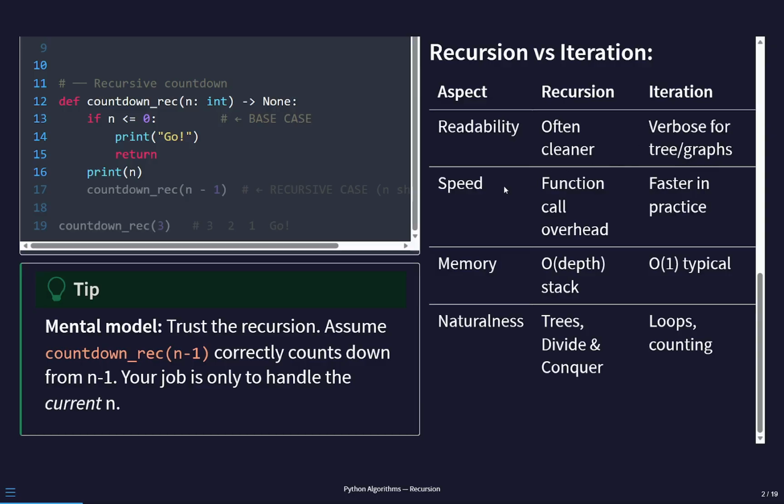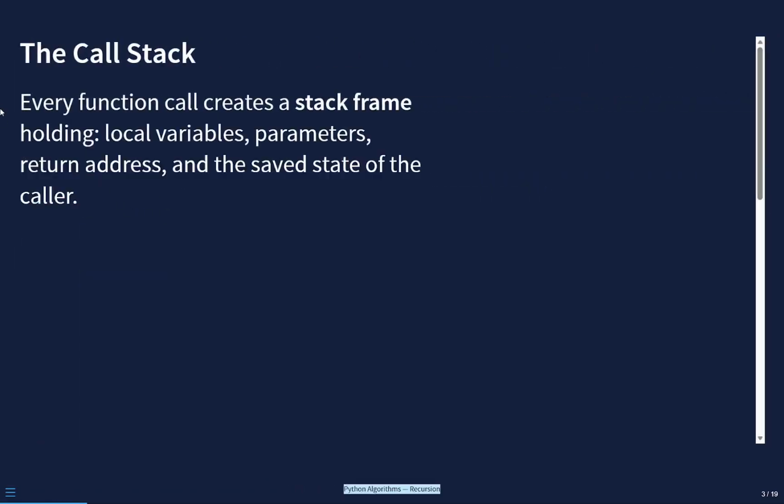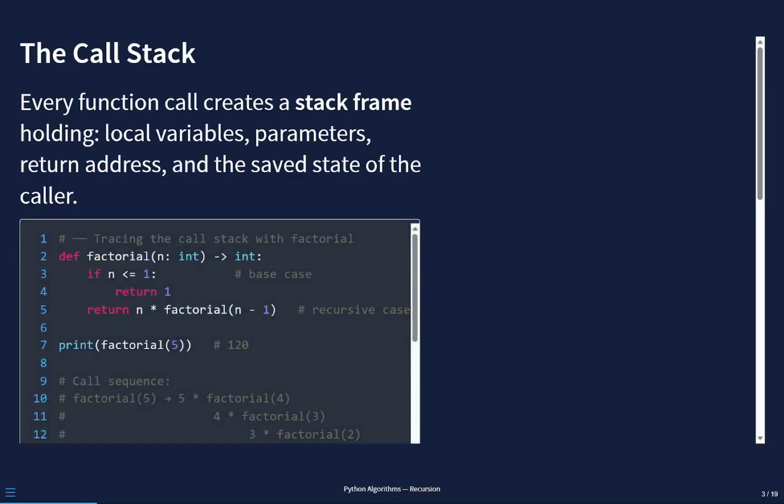Every time a function is called in Python, the interpreter creates a stack frame, a block of memory holding that call's local variables, parameters, a return address pointing back to the caller, and any pending operations waiting for the result. All these frames are stacked on top of each other. Let's trace factorial 5.